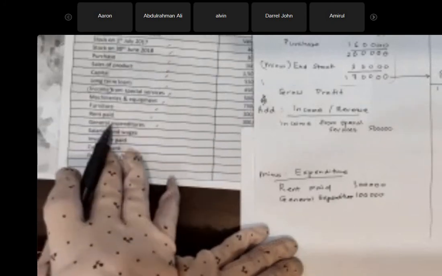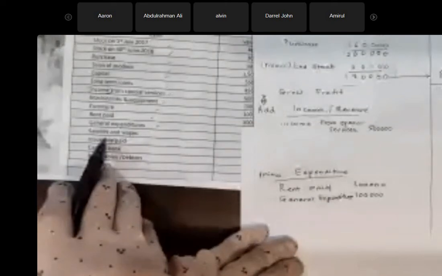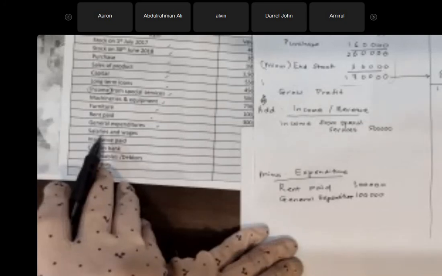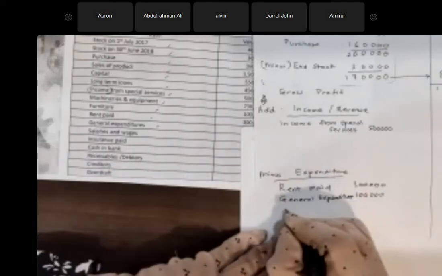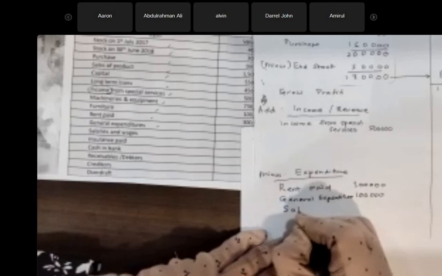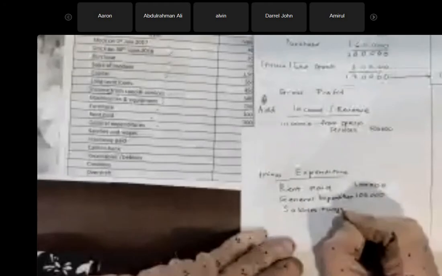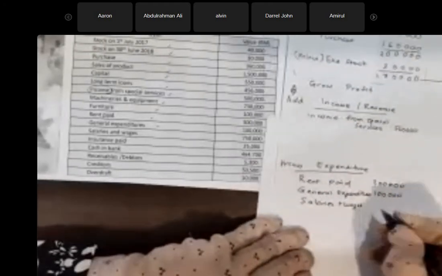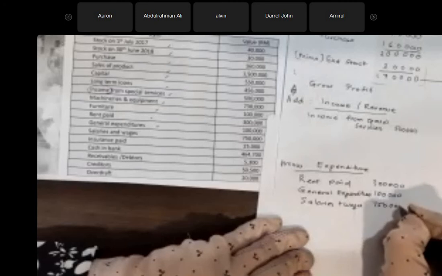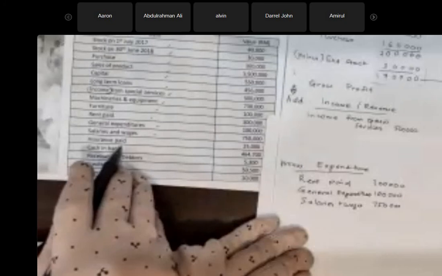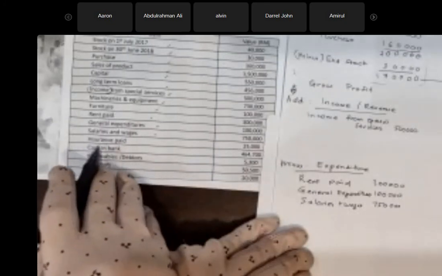It is overhead. And also, we call it as what category? Expenditure. Okay, good. What was it? Salaries and wages. Wages 75. So, okay, is there any more? Salary wages and insurance paid. Insurance paid. Insurance yang dibayar.